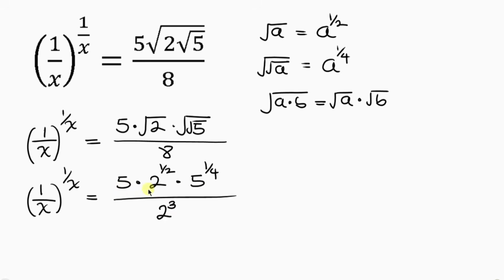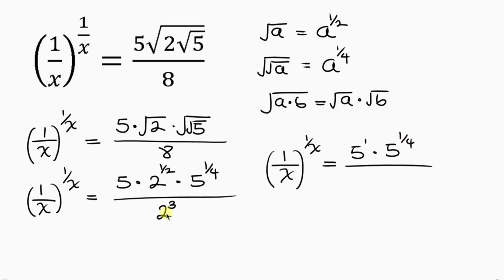Now we have the set of 5 and the set of 2. Now we're going to be separating them. So on the left we have 1 over x all raised to the power of 1 over x. This is equal to, this is 5 and it can be written as 5 to the power of 1, which is still the same thing, times 5 to the power of 1 over 4, all over. Now let's write the denominator. We have 2 to the power of 3. Now remember, we're separating the sets.